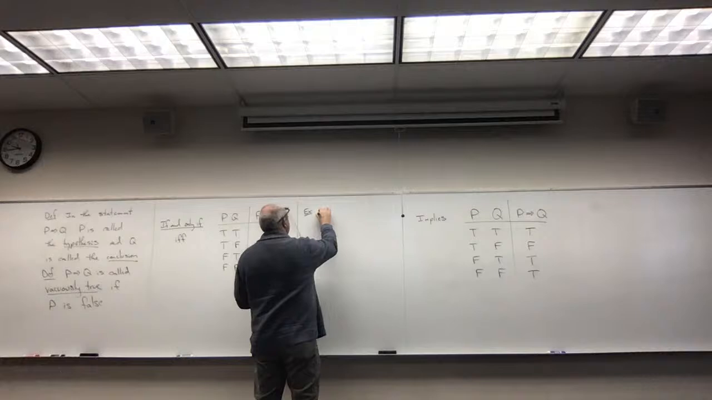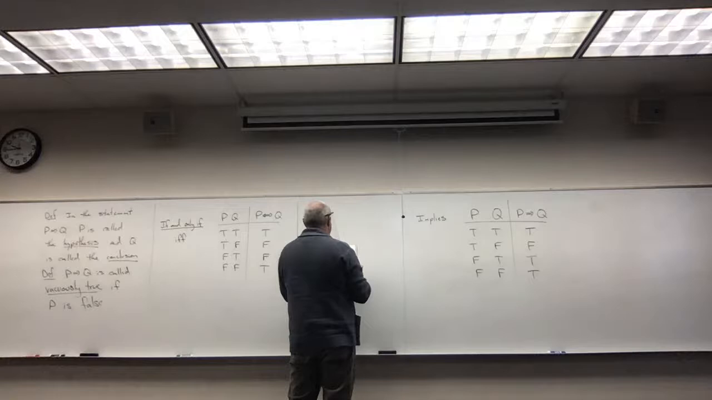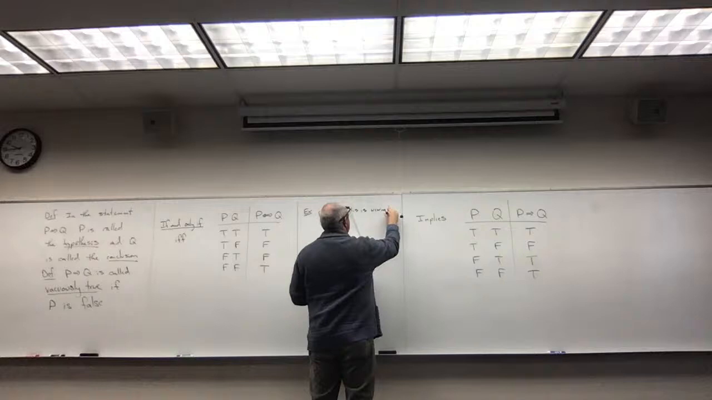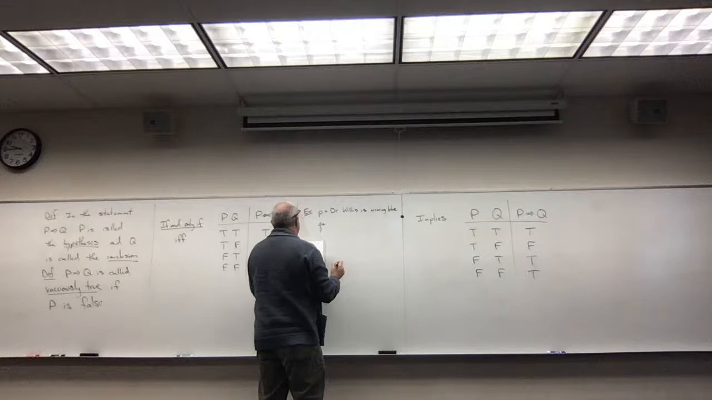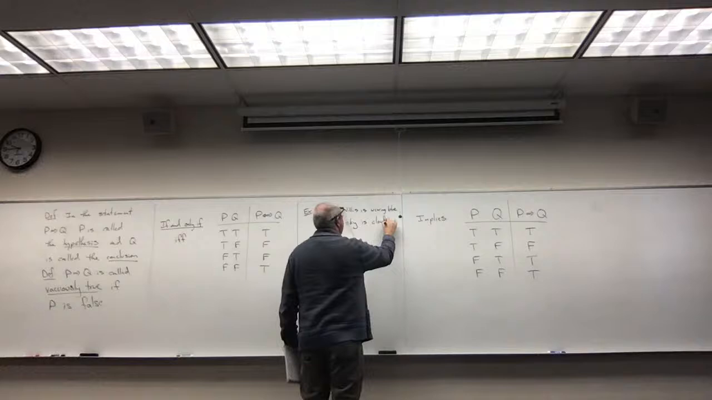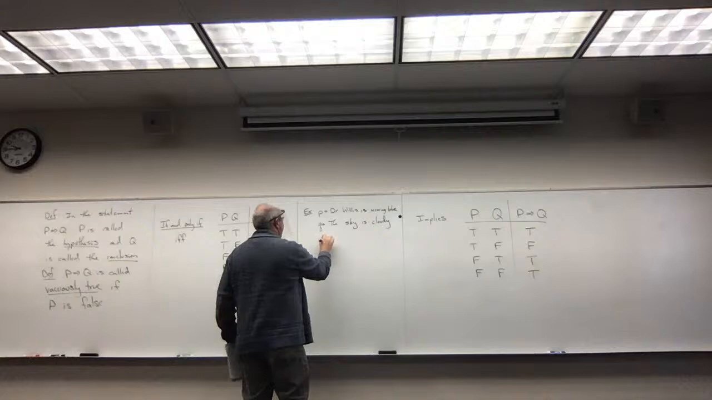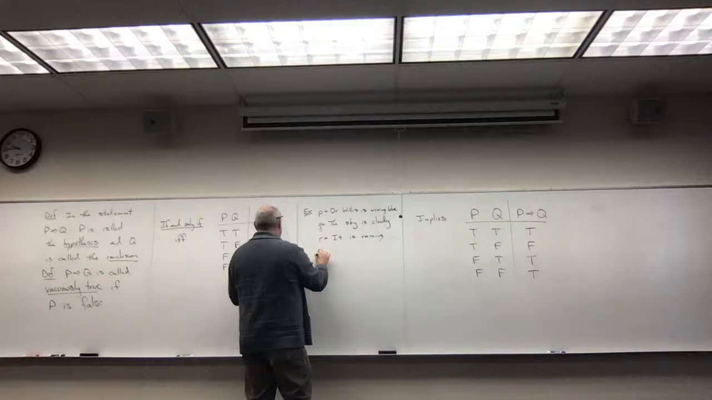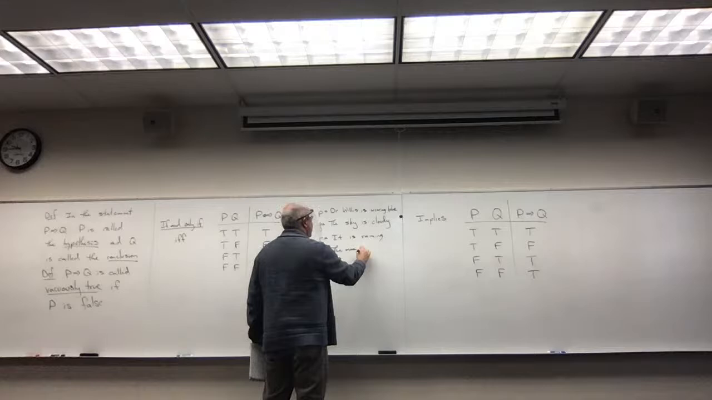P will be equal to Dr. Willis is wearing blue. Q will be, let's see, the sky is cloudy. Let's see, R will be, it is raining. S will be the moon is made of cheese.